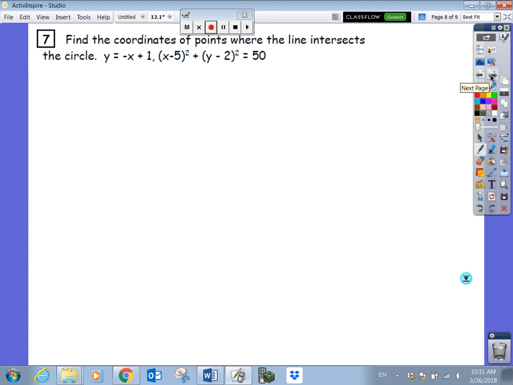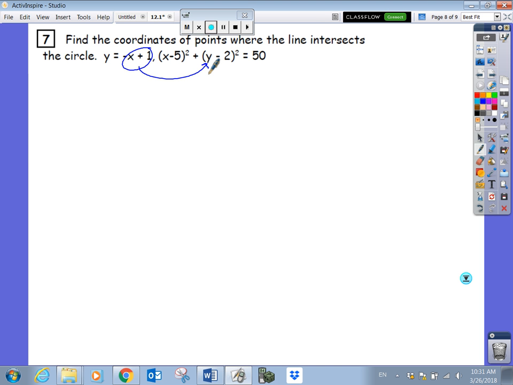Another one of those, it gives you a line and a circle that just doesn't have a center of 0,0. But we do it the same way. We plug this in for y. There's no need to move that around. Y is already solved for.